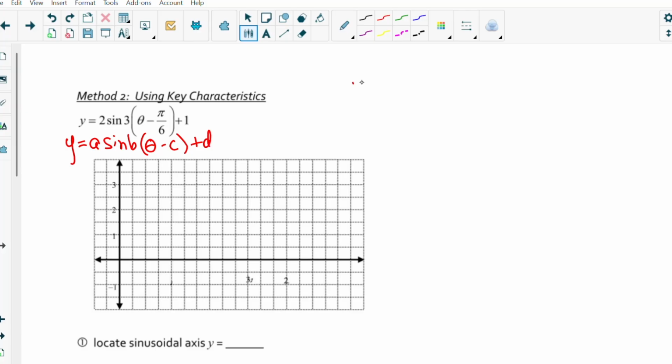So my a value, the amplitude, is 2. My b value equals 3. My c value is pi over 6 radians. And then the d value is 1.